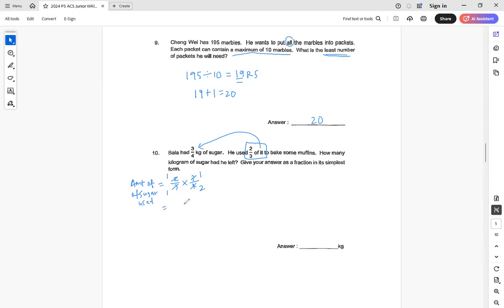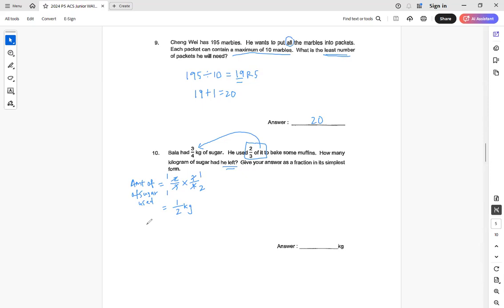1 times 1 will give me 1. 1 times 2 will give me 2. So take note, this one is the amount of sugar used. So actually this one, I use half a kg, because 2/3 of 3/4 kg is half a kg. I use this. But this question is asking how much he had left.